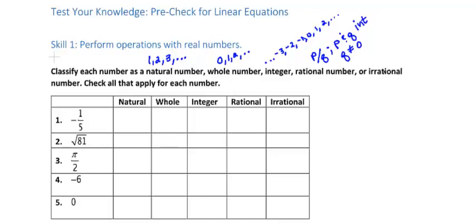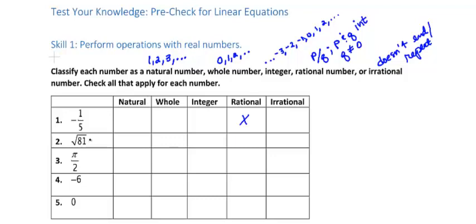And an irrational number is a number that is not rational, so its decimal form doesn't end and it doesn't repeat. So -1/5 is not a natural number, it's not a whole number, it's not an integer, but it is a rational number because it is a quotient of two integers. And notice that rational and irrational are not going to overlap. A number cannot be in both of those sets. It has to be one or the other.